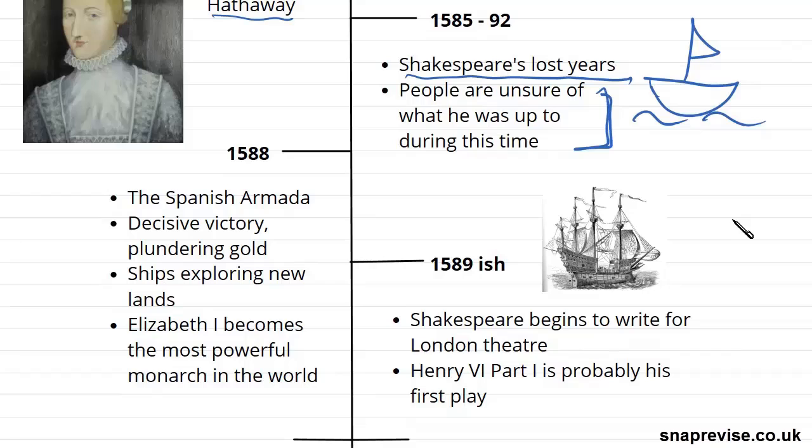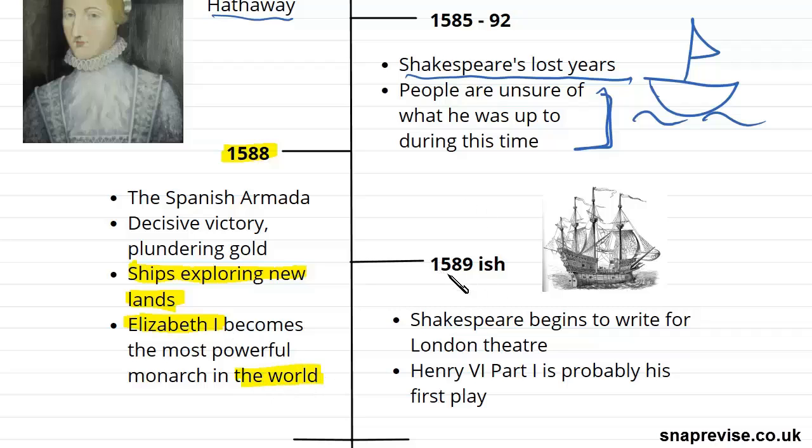Just a quick bit of contextual history for the era. In 1588, the Spanish Armada happened. Britain won with a decisive victory, plundering gold. And because of this, ships started exploring new lands. You can find this as a theme in a lot of Shakespeare's plays. And because of this, Elizabeth I became the most powerful monarch in the world.